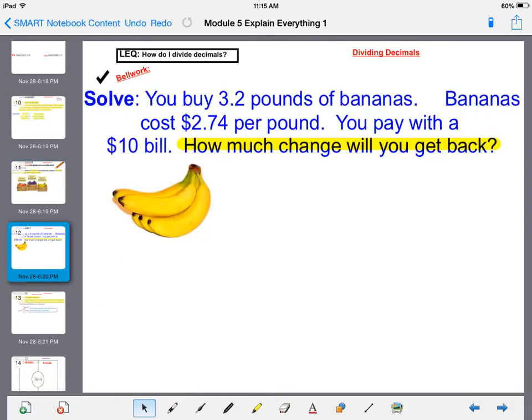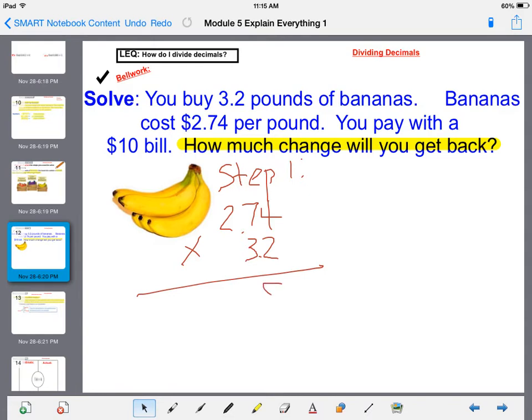Now, a very similar problem, if we buy 3 2/10 pounds of bananas and they cost $2.74 per pound, we pay with a $10 bill, how much change will we get back? Again, 2-step problem. Let's start with step 1. Step 1 is to take the amount of each pound times the amount of pounds that I purchased. Since 2.74 has the most digits, I'm going to put that number on top. And then I'm going to multiply that by 3.2. I am not going to worry about those decimal points yet. I'm just going to multiply the numbers as if they were just whole numbers.